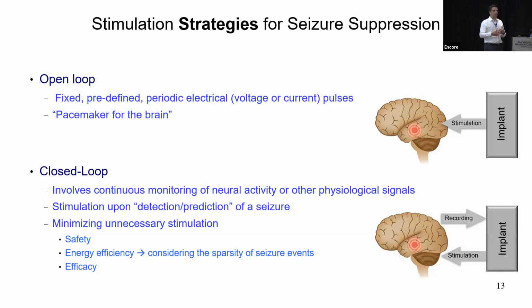Because of that, and considering the infrequent occurrence rate of seizures, which could be at worst a few times a day, you can imagine that with closed loop, ideally, we're hoping to have fewer stimulation episodes per day. As a result, it is considered to be safer, more energy efficient, and also more effective. The reason for that is the critical importance of timing of stimulation for seizure suppression. So let's talk about that.